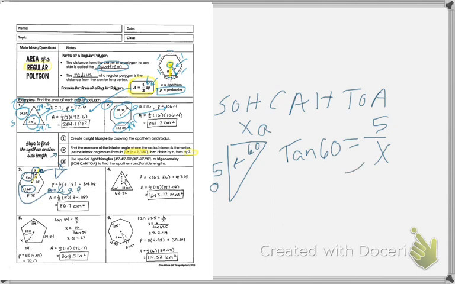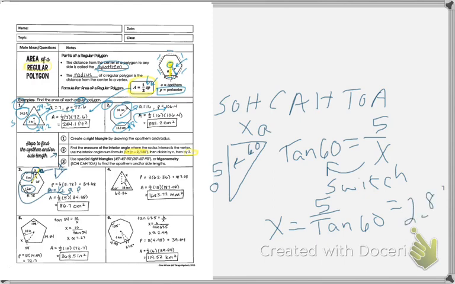Remember, when you have the situation here, you simply switch. So x is going to be equal to 5 over tangent 60. Now if you plug that into your calculator, and your phones will have it, you're going to get a decimal value of 2.8867. Let's go with 2.89. Now that you have 2.89, that's just a part of it. That is just this little piece right here.